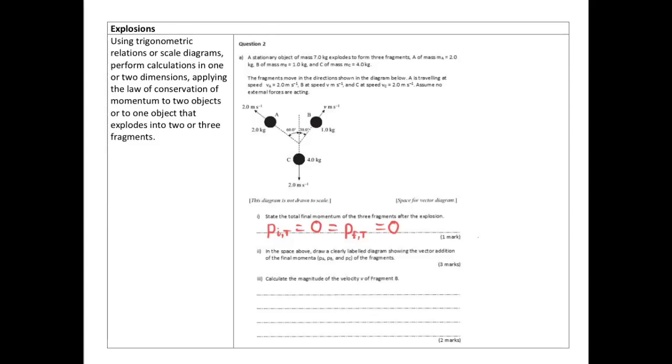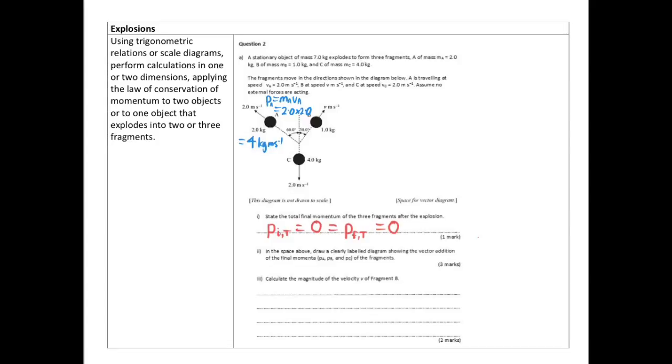Part 2. In the space above, draw a clearly labelled diagram showing the vector addition of the final momentum PA, PB and PC of all 3 fragments. So, let's consider these. What is the momentum of A? Well, that's equal to the mass of A times the velocity of A, which is equal to 2.0 times 2.0, which is equal to 4 kilograms meters per second.